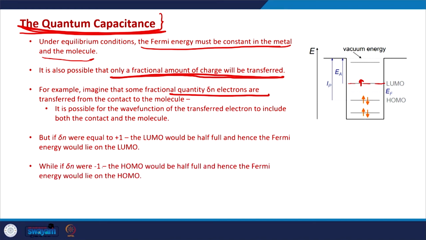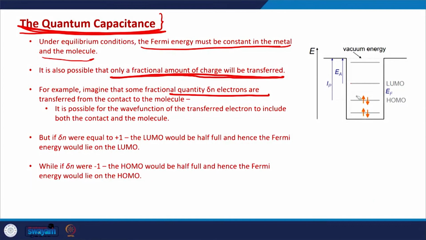Similarly, if delta n is minus 1, which means one electron is transferred from the quantum dot to the metal, in that case there will be only one electron left at the HOMO orbital, and the Fermi level will now be at the HOMO energy level. So, that way the Fermi level changes as a function of the number of electrons.